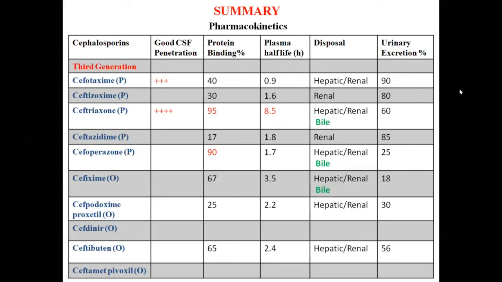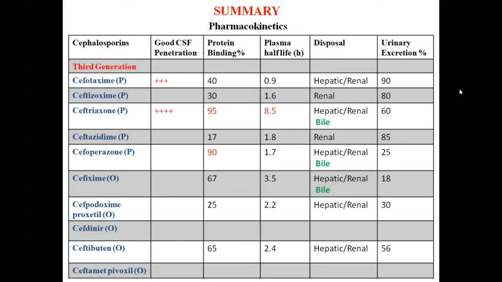And if you see the plasma half-life of the earlier first and second generation drugs, that is very less, about 1 or 2 hours. But you see ceftriaxone here, 8.5 hours. So this one is the longest acting third generation cephalosporin. As well as if you see the CSF penetration, cefotaxime has a very good CSF penetration, and ceftriaxone also has a good CSF penetration. So therefore they are used in meningitis. As well as you see the protein binding of ceftriaxone, that is the highest, and also cefoperazone, that is also highest. And because of that, they have a longer duration of action.